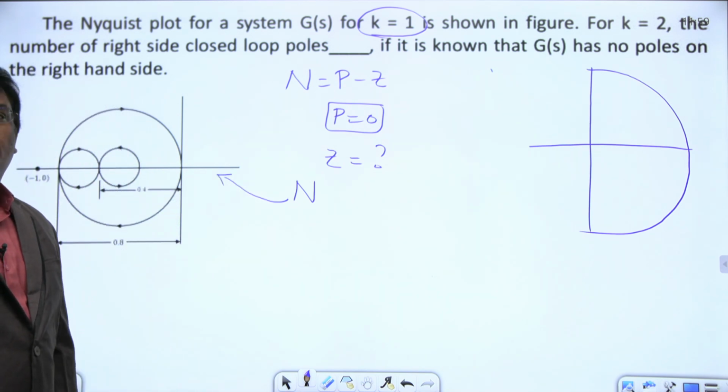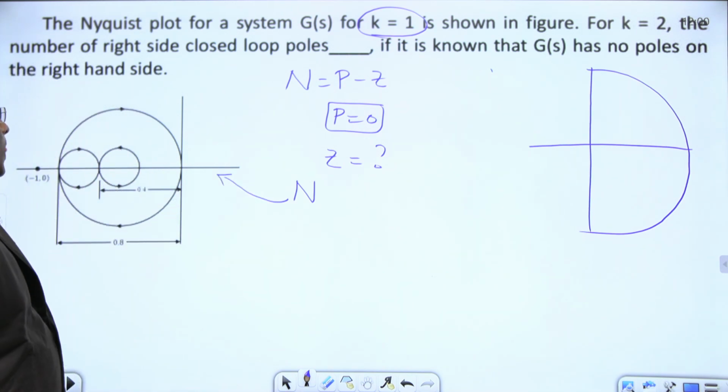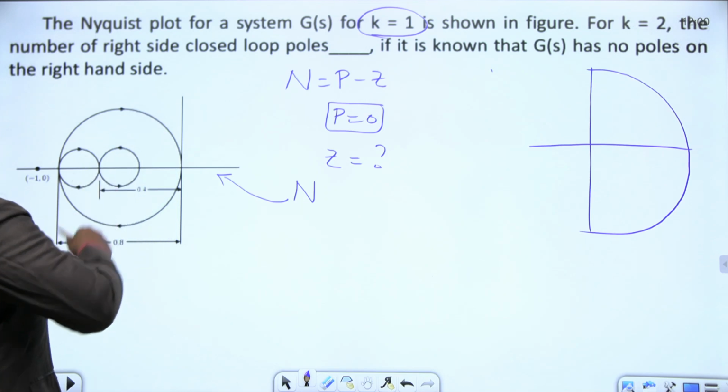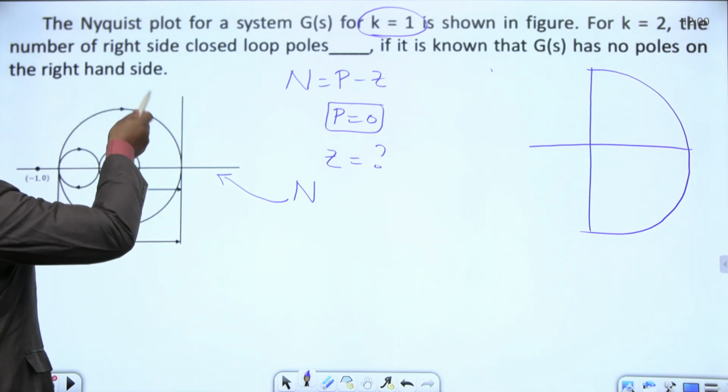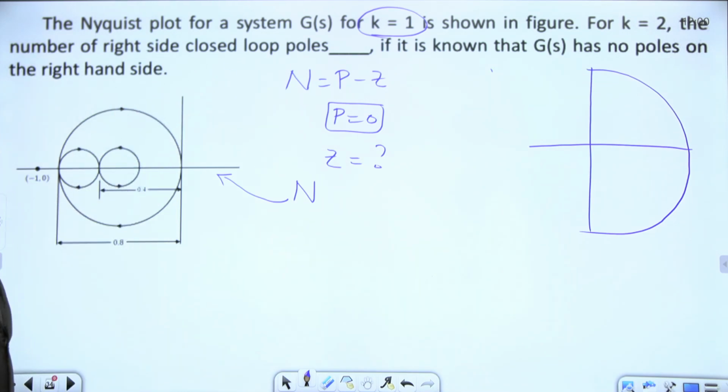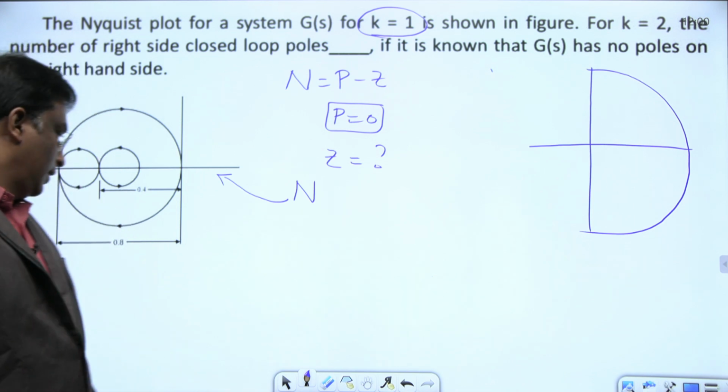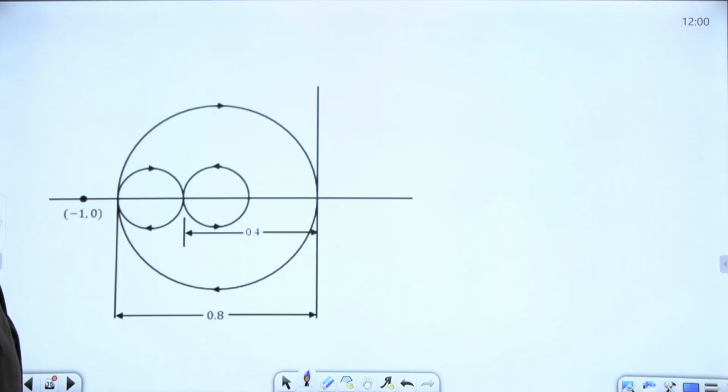Number of encirclements we need to find based on this information. Here they have given the information about this Nyquist plot for k equal to 1. For k equal to 2, they are asking for the number of right side closed loop poles. Okay, let us do this question.